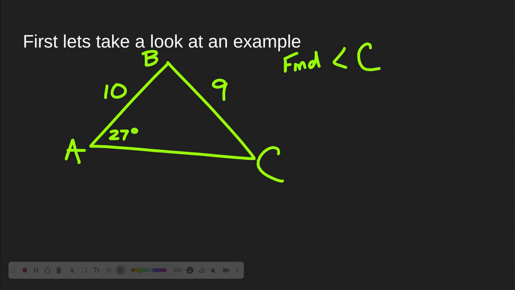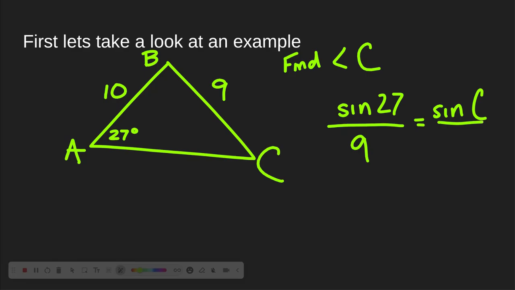Okay, so can anyone set up this using the law of sines? Anybody want to do that? Okay, I'll do it. Sine of 27. What side is opposite of 27? Is to 9. Like sine of C is to 10.